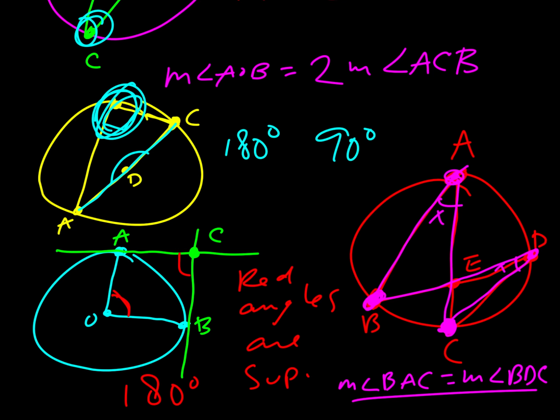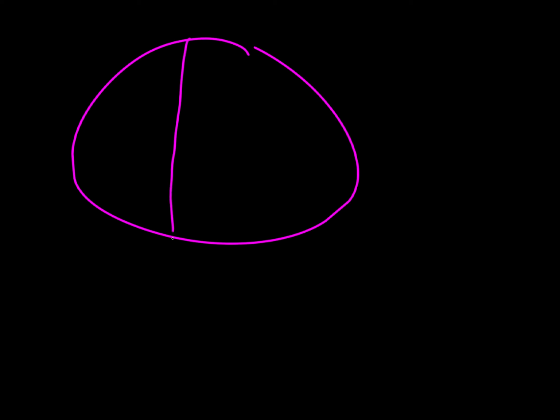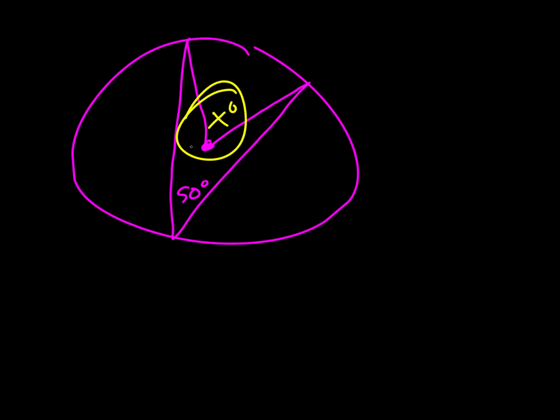Okay, I know that was a lot of information, but now we're going to try a problem of each type. So if we're given this, then this is the center, and we're told that this is 50 degrees. And we want to know what this is in degrees. Well, the theorem said that this one is twice as big as this one, and so we know that x is 100 degrees. And it's that simple.